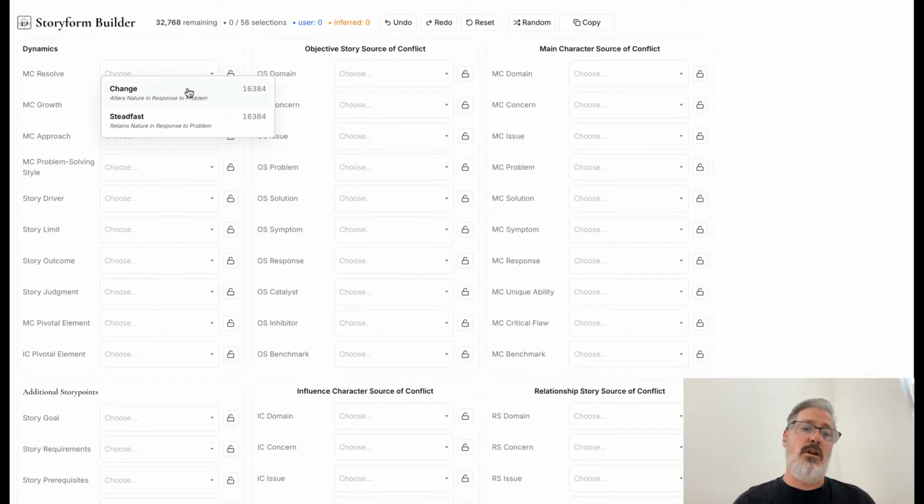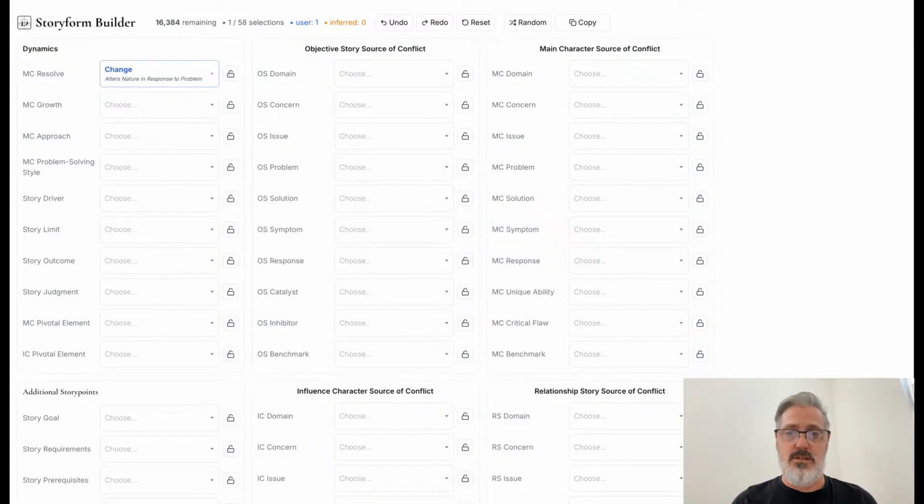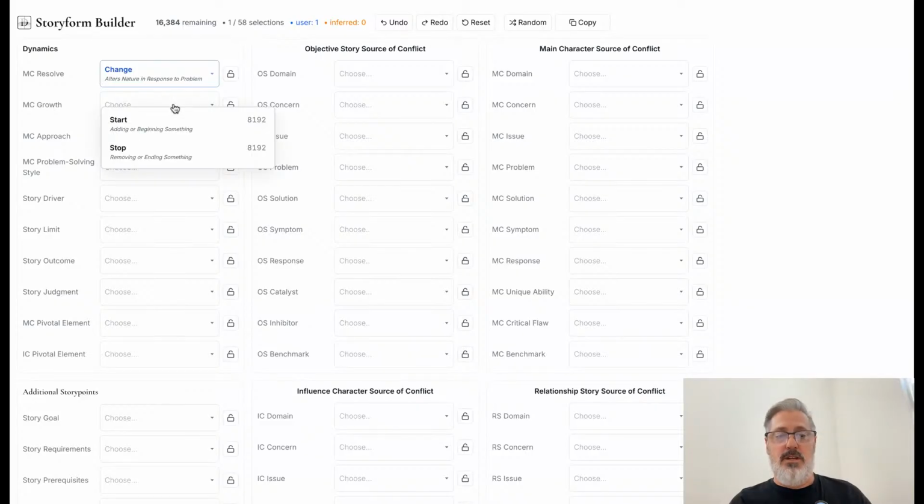So, for instance, let's say I wanted to do a story where the main character completely alters who they are in response to the problem. The other half of that arc is their growth throughout the narrative. Whereas the resolve is typically you compare the end of the narrative with the beginning. If they have altered their nature and there's a change, then you can say that it's change. If they have remained steadfast, then it's steadfast. The part in between is tracked by the growth. And that one's a little different in that it could either be start or stop.